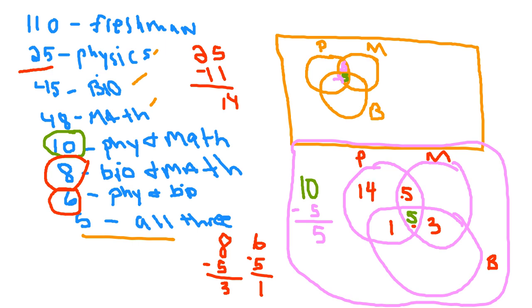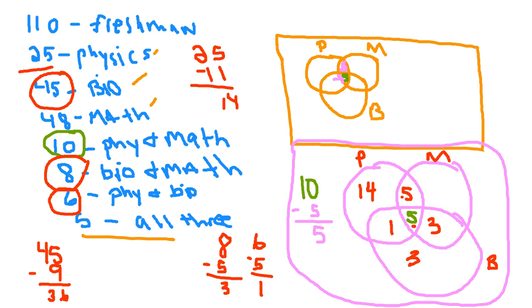Okay. Then for biology, it has 45. So let me write it down here, 45. And we're going to subtract 9, right? Because we have the 5, the 3, and the 1. So that's 9. And so for biology, we end up with 36.